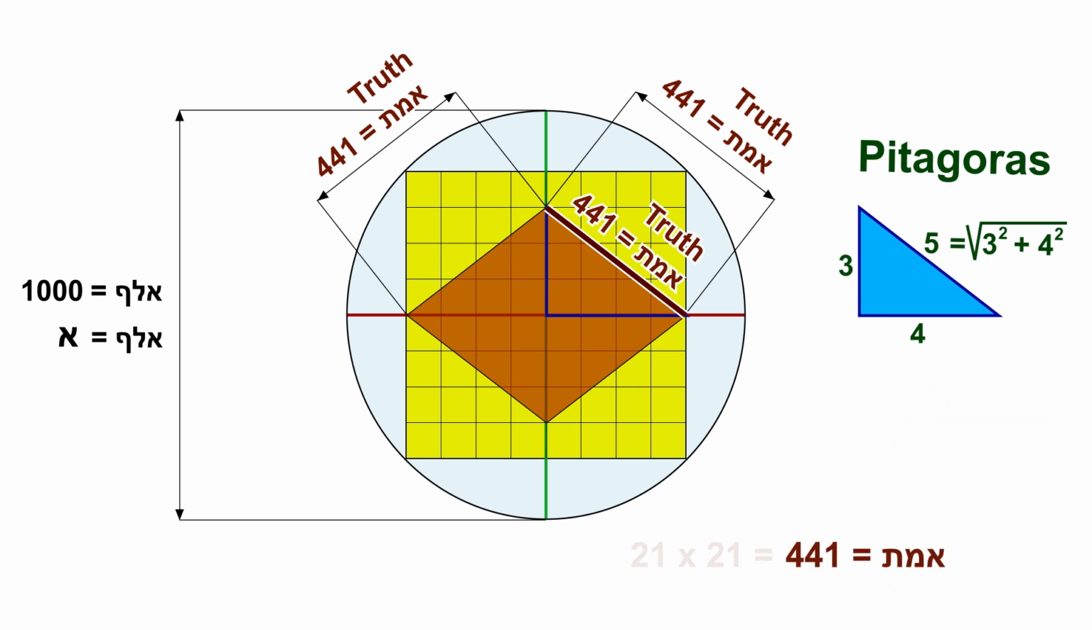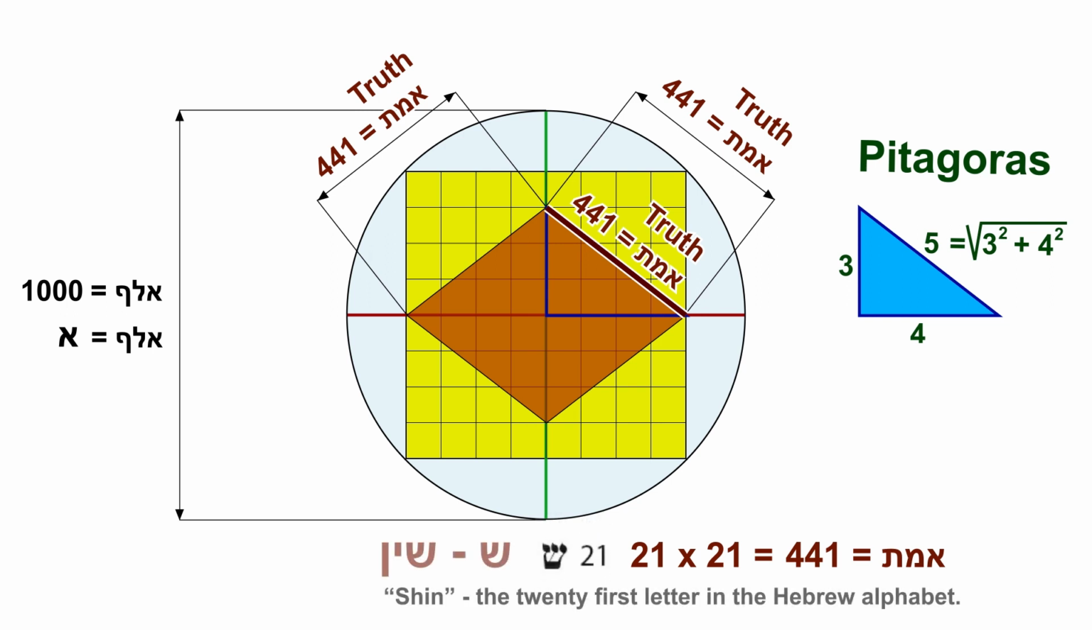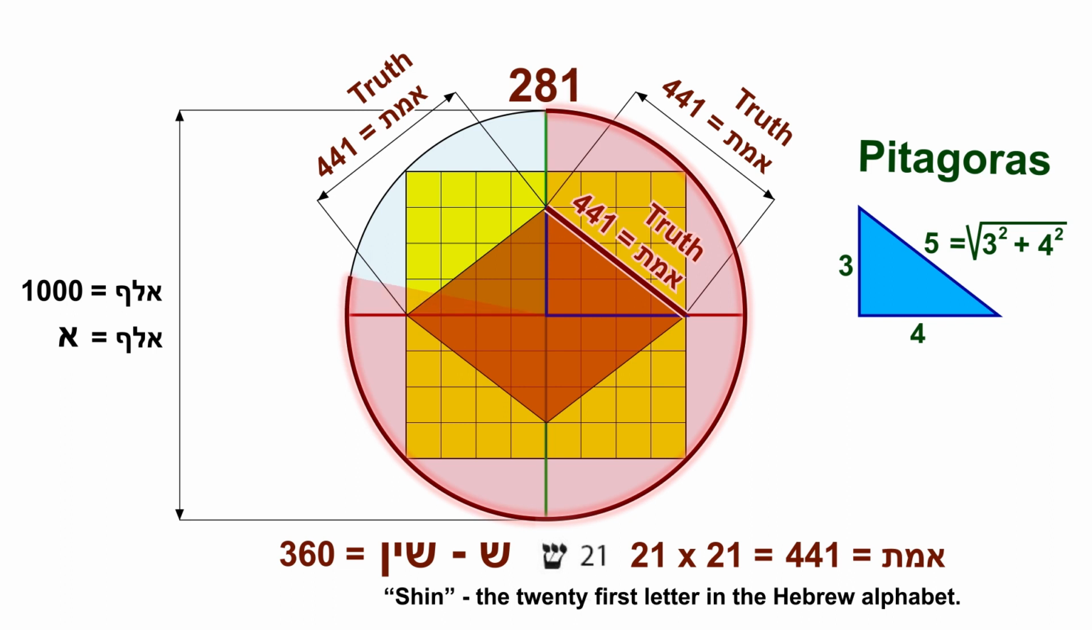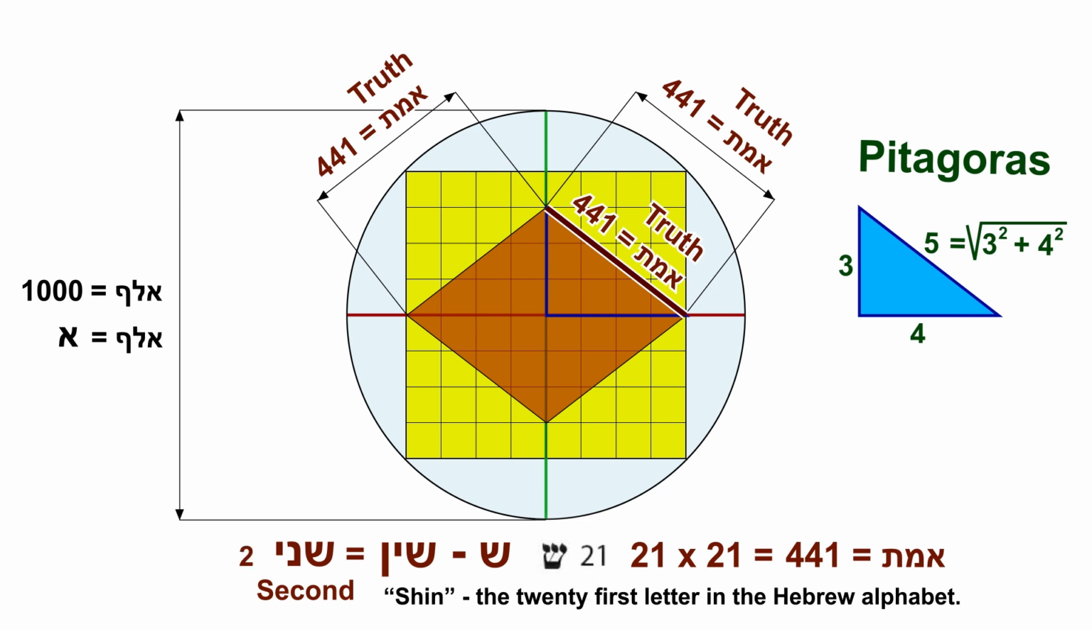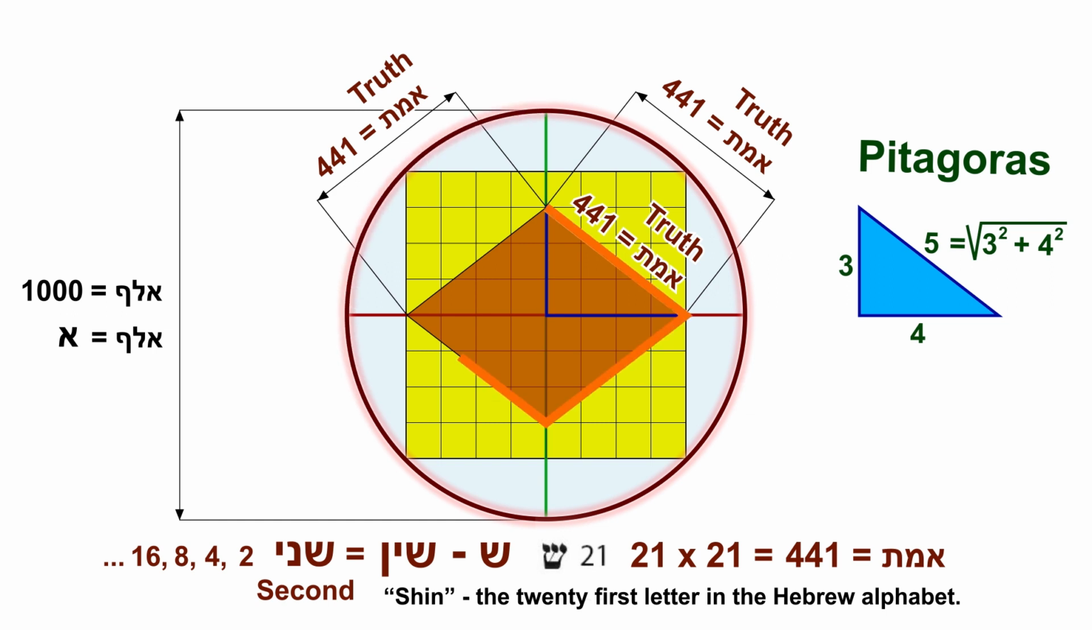Truth, 441, is a square of the number 21, represented by the letter Shin. Shin represents Esh, fire, so fire times fire equals 441, truth. The name of the letter Shin in Gematria sums up to 360, which clearly points to a circle and 360 degrees. The letter Shin is also Sheni, meaning second, or number 2, the base for 4, 8, 16, etc. Therefore, truth can be found in Shin, in the decimal circle, and in the Shabbat square.